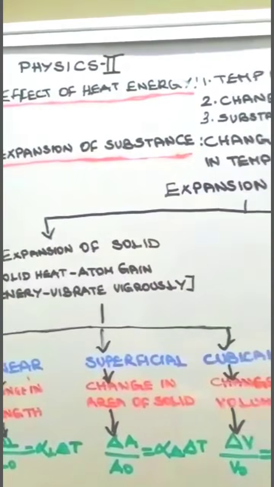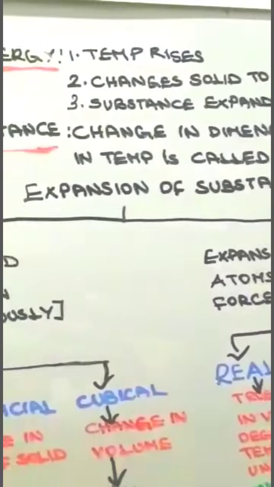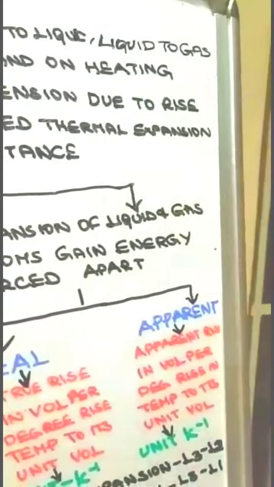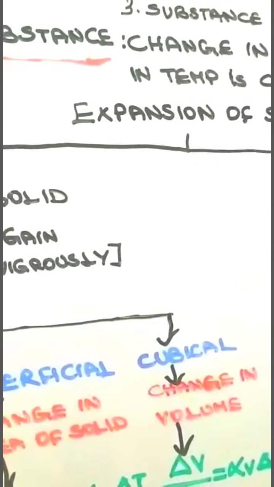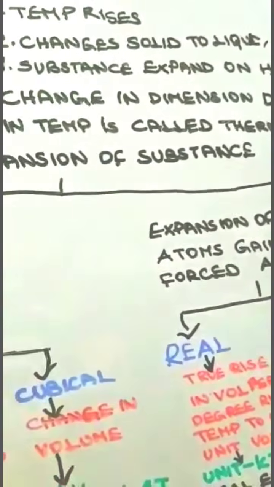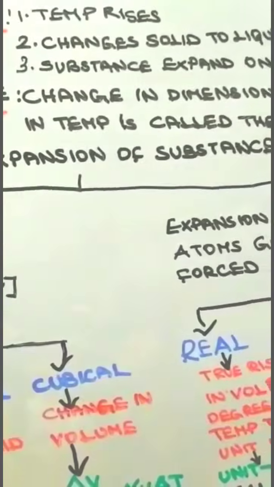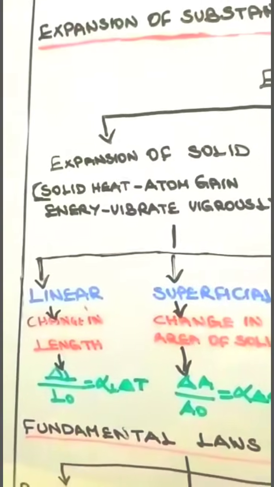So, expansion of substance. Any substance, when it is heated, there is a change in the dimension due to the rise in temperature, which is called thermal expansion. So, change in dimension due to rise in temperature is called thermal expansion, and this takes place in solids, liquids and gases. So, now we are going to see in detail the expansion of solid.